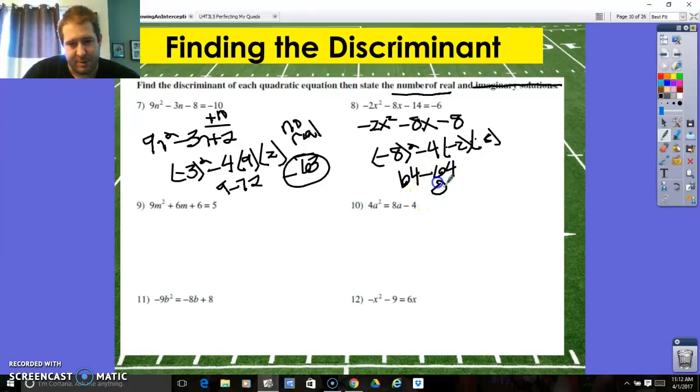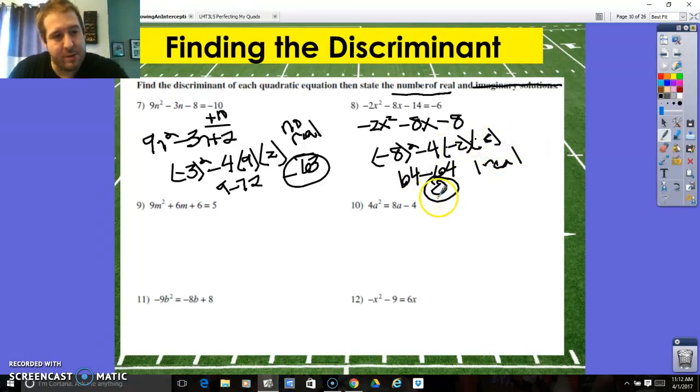All right, so it looks like for the first time we've got a discriminant of 0, which means this is going to have one real solution. Okay, because the square root of 0 is 0. There is no other answer. That's the reason why it has only one solution.